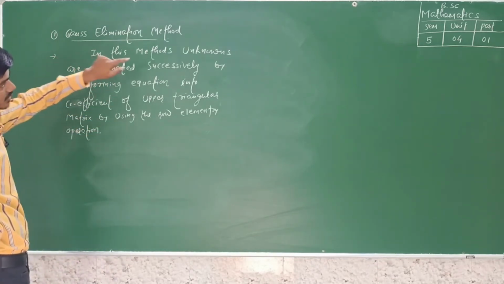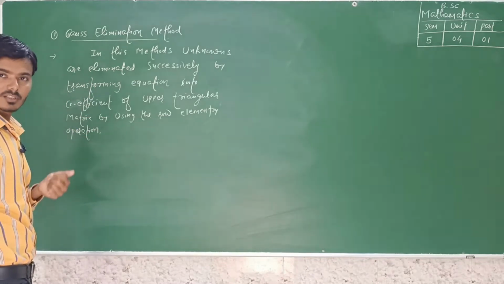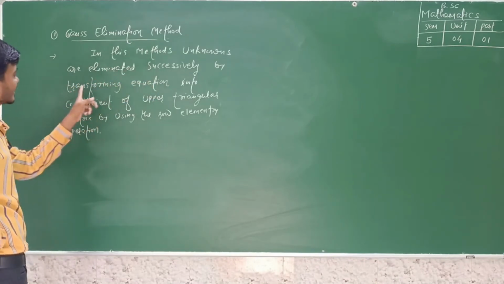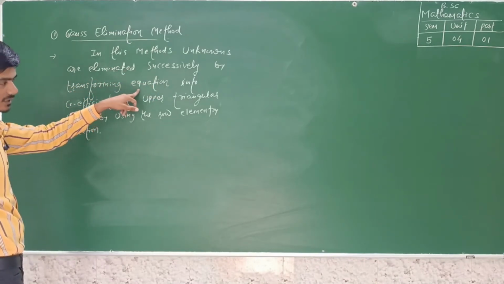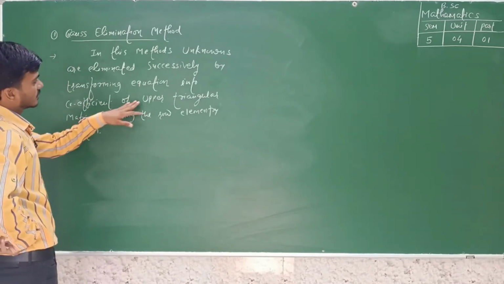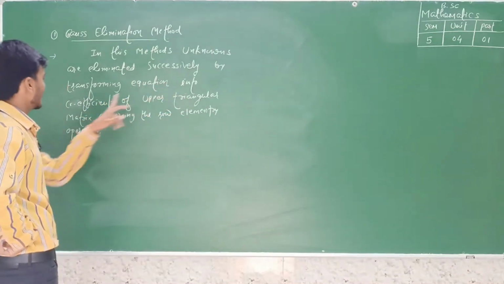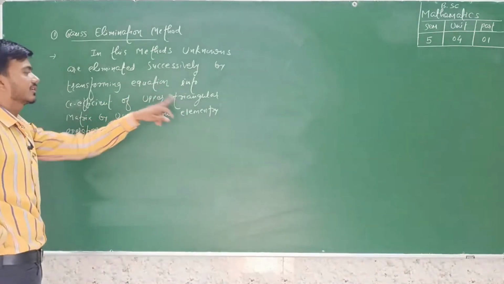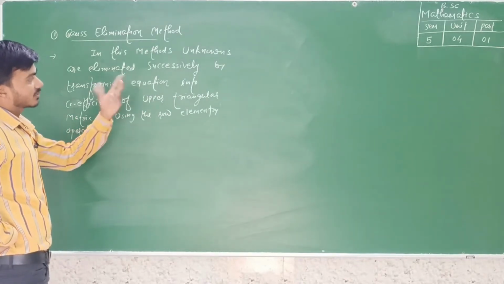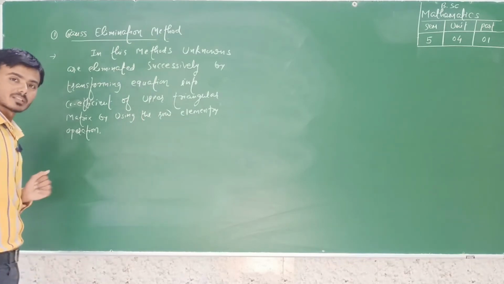In this method, the unknowns, that means x, y and z, these are the variables. Unknowns are eliminated successively by transforming the equations. Whichever equations are given, these equations are transformed into the coefficient matrix of an upper triangular matrix. We try to make an upper triangular matrix from the given equations by using elementary row operations.